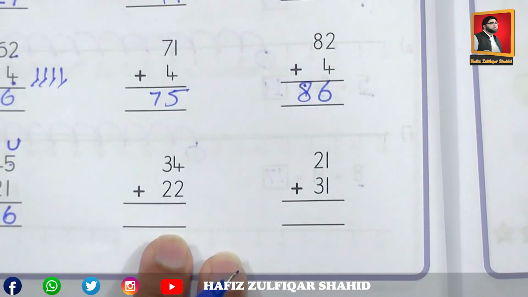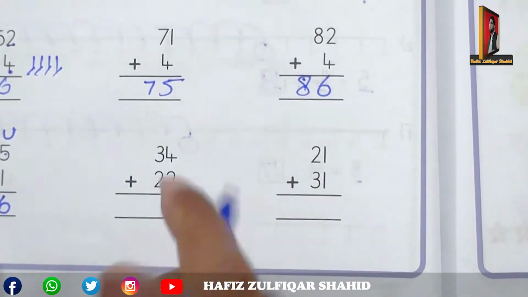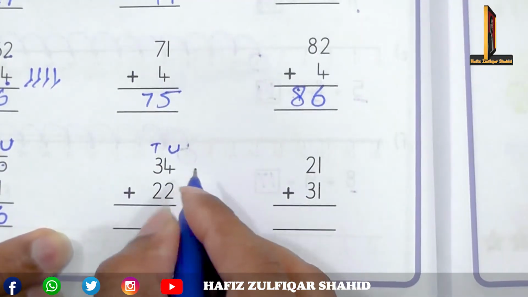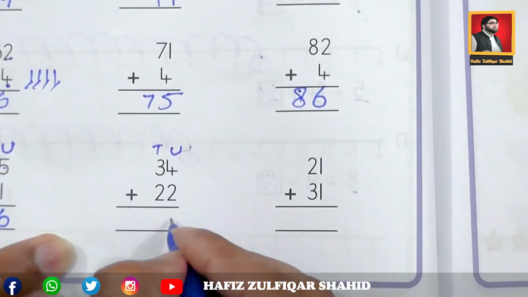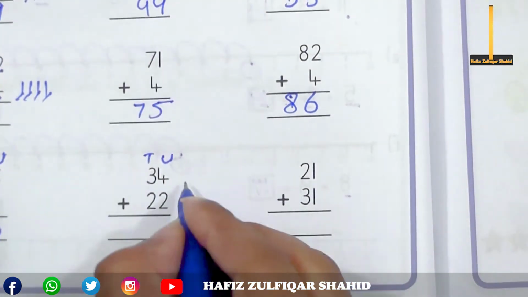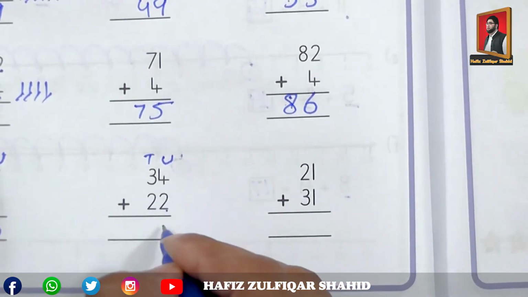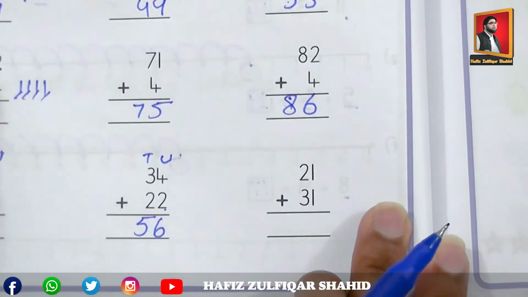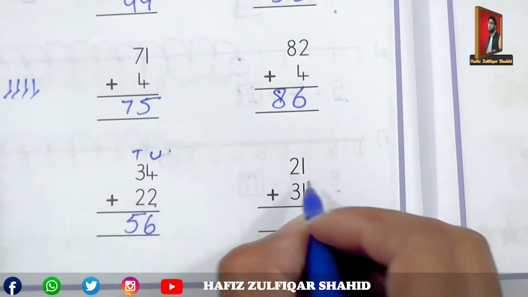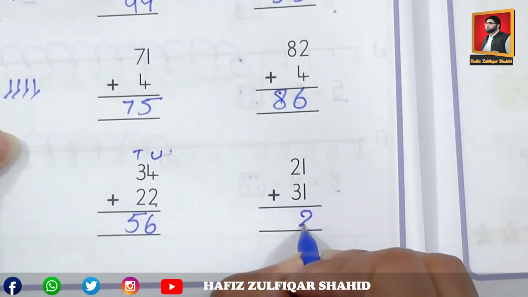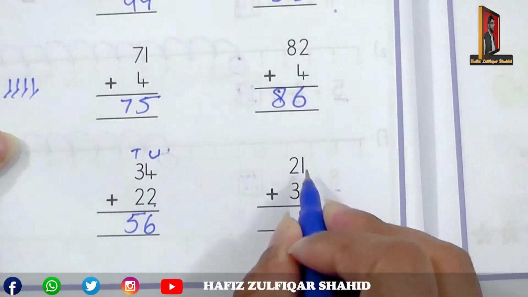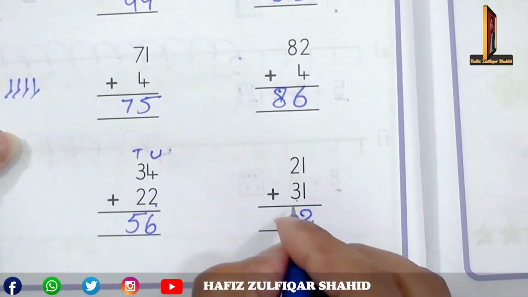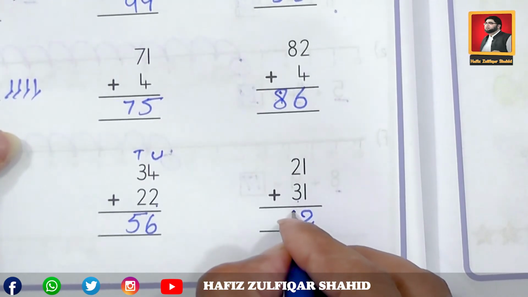Next is 34 plus 22. With the same process, units first, tens after units. 4 plus 2, you can draw lines. 4, 5, 6, 3 and 2, 5. Last question, 1 and 1, 2. Write 2 against, write exactly of 1, and after then 3 and 5, 3 and 2 equal to 5.